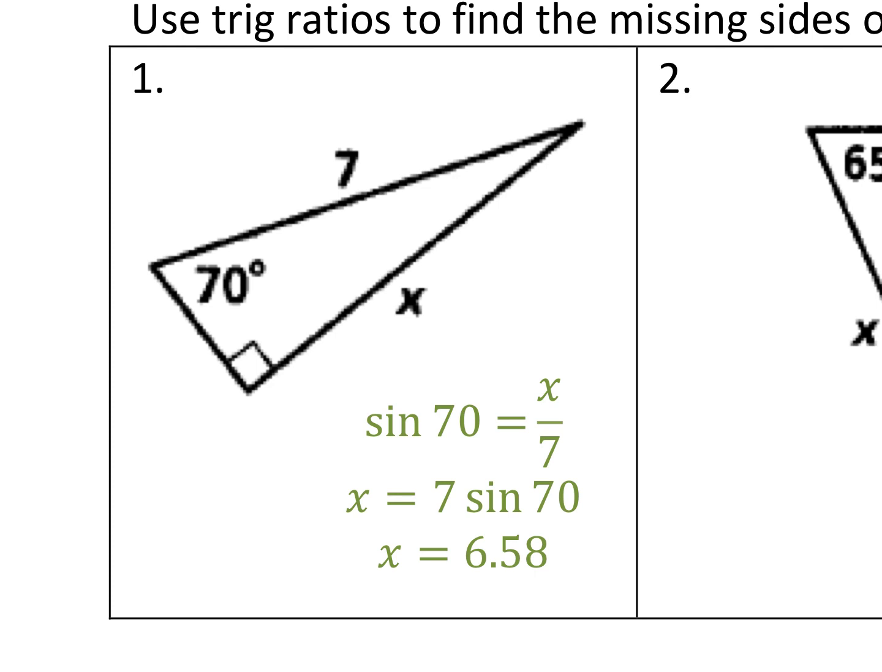Why did they choose sine? Brianna? Because they had the opposite and hypotenuse values.